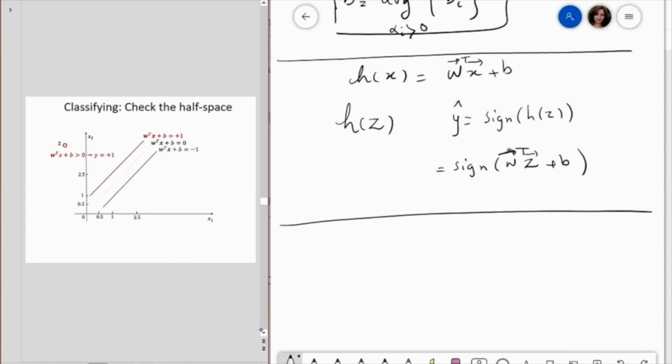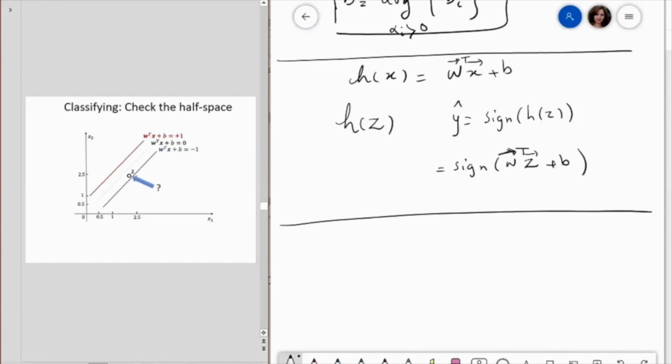Now consider this Z over here. If we calculate the h of X for this Z, it is going to be larger than 0, sorry. So the class label that we assign to this Z is going to be equal to +1. But if Z is on this side, then W transpose Z plus B is going to be negative, so the class label is going to be -1.